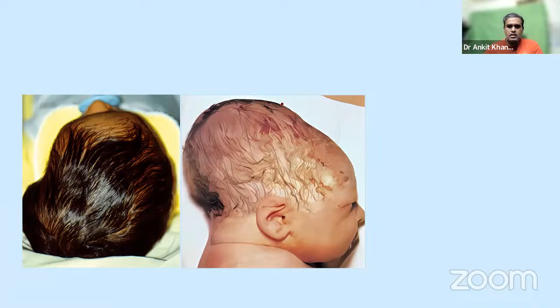In this image on the right side of your screen, you see the big bulge over here. Here the bleeding is superficial to the pericranium, so it is subaponeurotic. So it is going across the sutures. This condition is known as caput succedaneum.